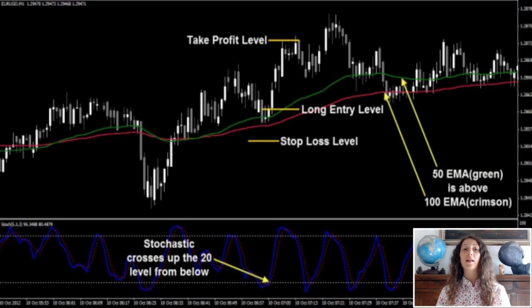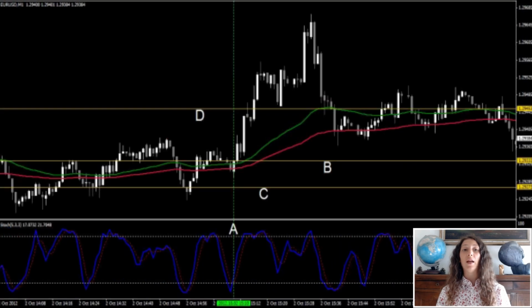Long trade example. In the image, we have a long trade example on the EUR-USD. The vertical line A marks the long trade setup. First, the 50 EMA is above the 100 EMA and this gives the signal to look for long entries only. The price retraced back to the 100 EMA and the stochastic oscillator crossed above the 20 level from below, which gave us the actual entry trigger.